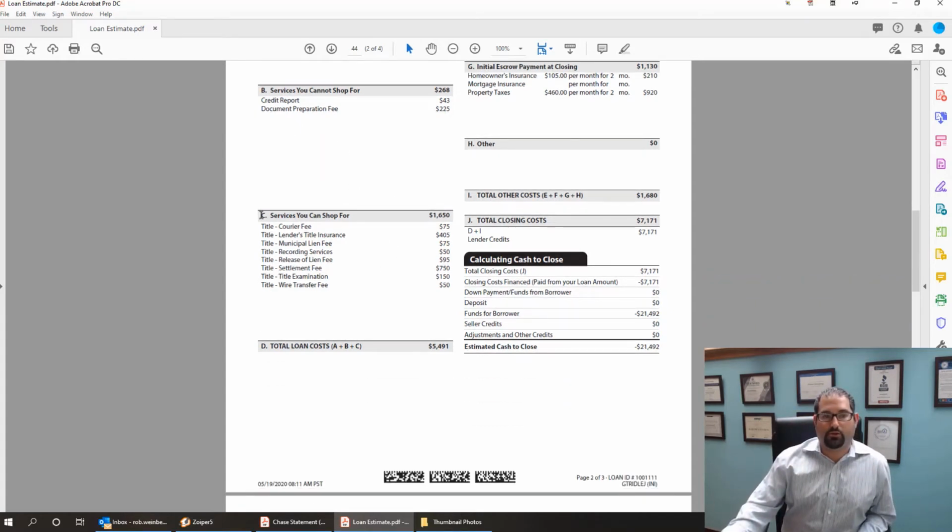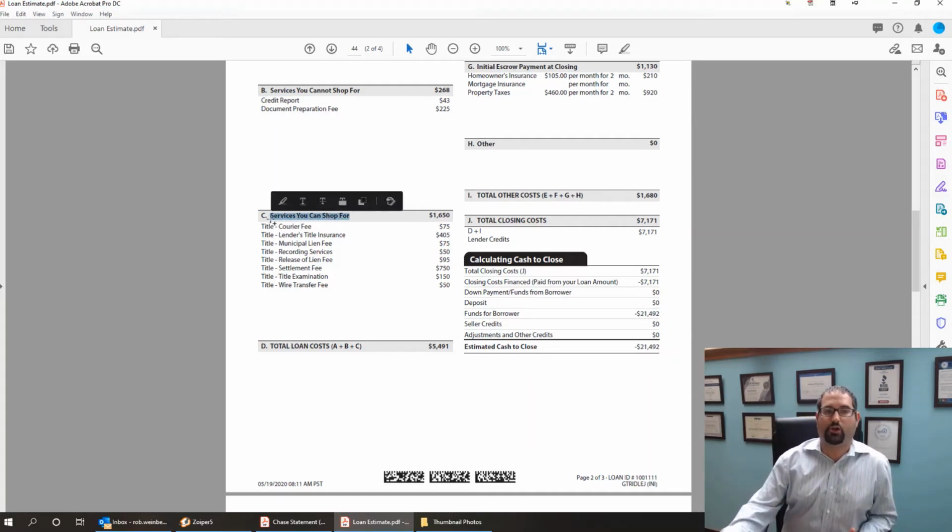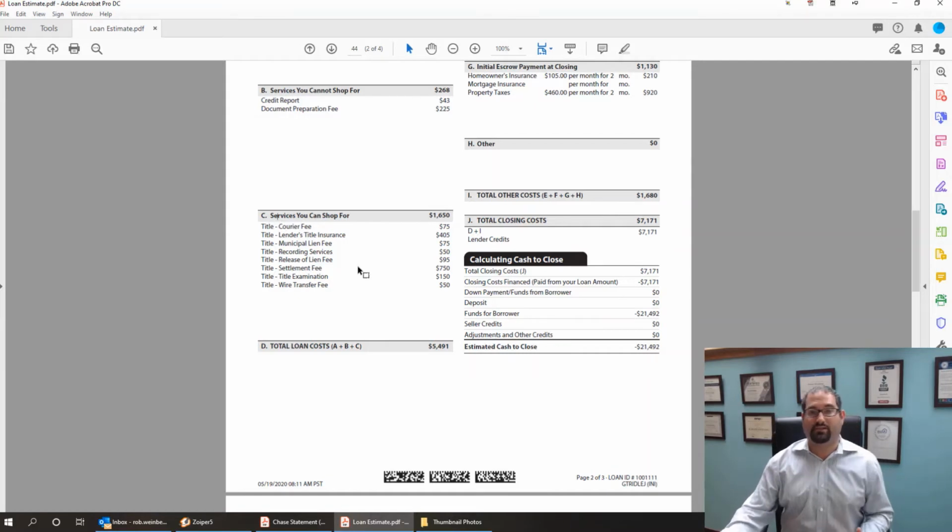And then Section C, services you can shop for. This is where all the title and attorney's fees are going to show up, because you have the ability to shop for those. You can use any title company or attorney that you would like. Just notify your loan officer as early in the process as possible. Usually the initial loan estimate is going to give you an estimate based on a local provider, as I'll show you in a minute, that they've just chosen to get an estimate of the fees.